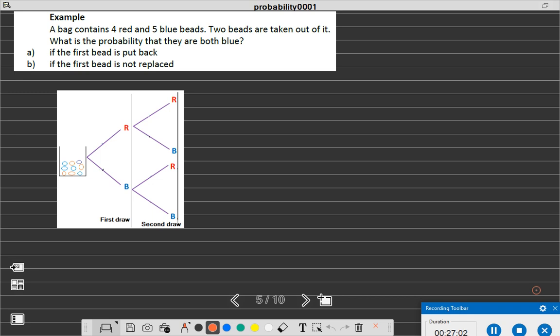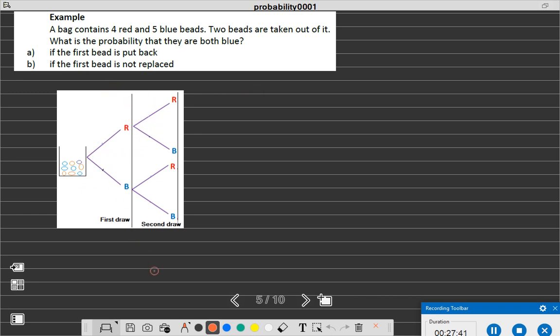Now let us look at another example about a probability tree diagram. Here we have a bag having 4 red and 5 blue beads. Now 2 beads are taken out of it. What is the probability that they are both blue? Now you need to understand here that if the first bead is put back, that means we shall be having 9 at any selection. We shall be having an option of 9 because after taking the bead it is put back.